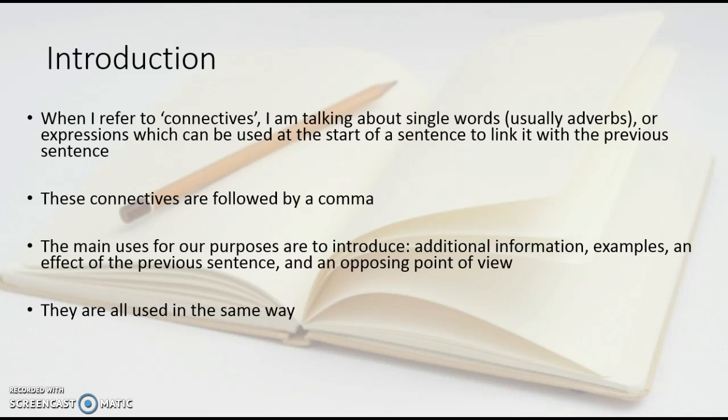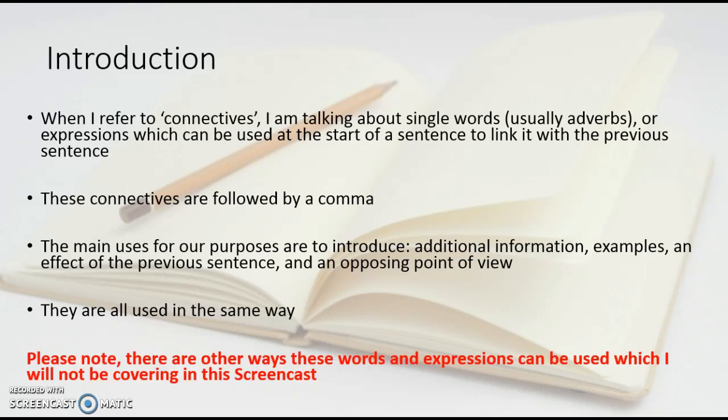So they come after a first sentence, so they come after a full stop, they begin with a capital letter, and they're followed by a comma. After this comma, we can then write a complete clause, which is a subject, a verb, and an object, in much the same way that you would write a normal sentence. Please note, there are other ways that these expressions can be used. So they can be used in the middle of a sentence to form a complex sentence, but I'm not going to talk about those today.